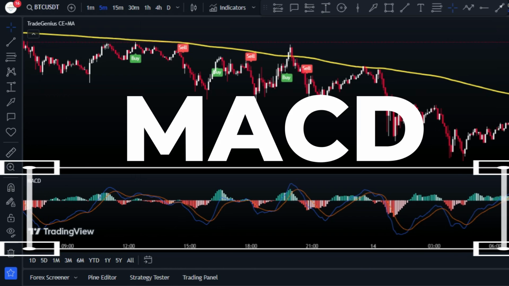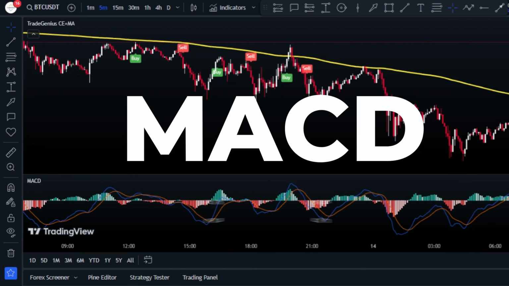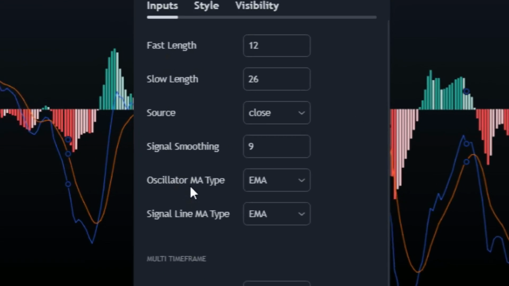Now before we let the MACD loose, we've got to fine-tune its settings. Just follow my lead step by step and we'll have it purring like a kitten in no time.